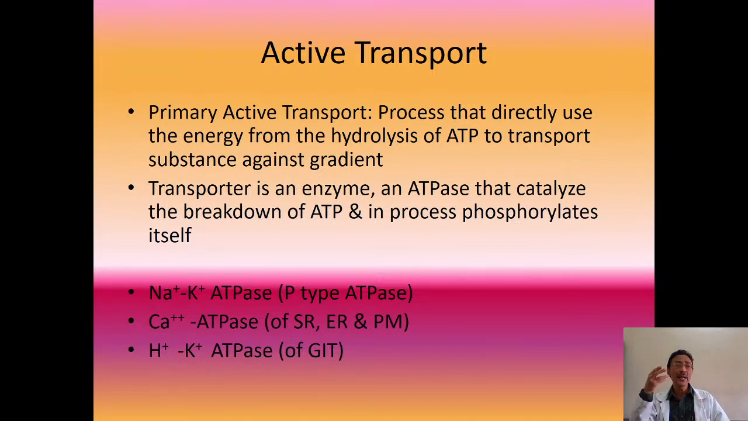Now to explain these examples briefly, the sodium potassium ATPase is an example of active transport. What does this sodium potassium ATPase do? It transfers sodium and potassium ions across the cell membrane. Here it is a little different. It will transfer sodium ions from inside to outside, and simultaneously it will transfer potassium ions from outside to inside.